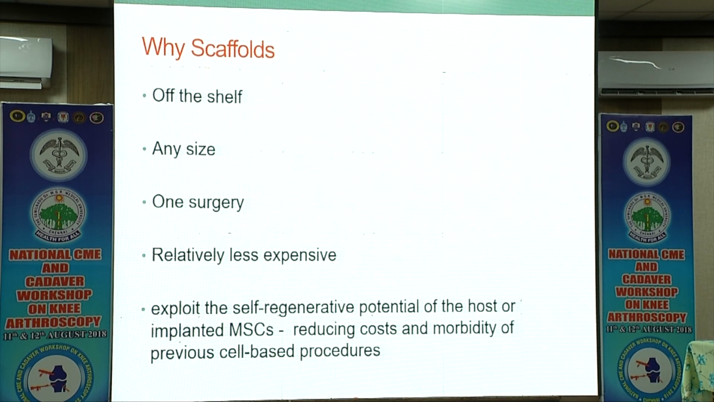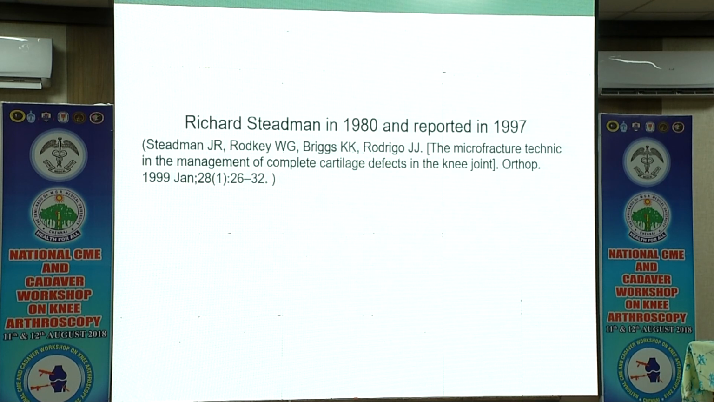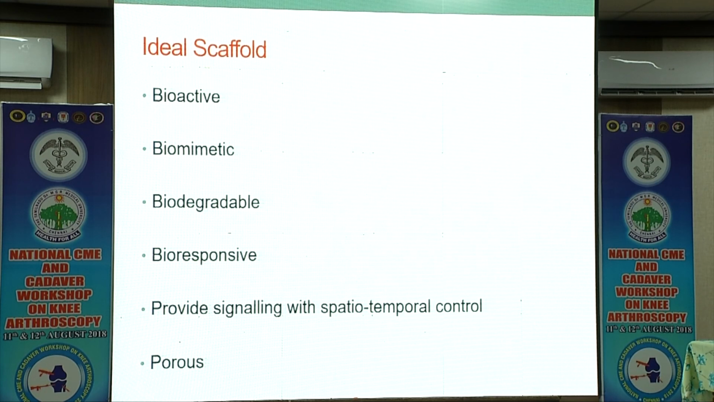How does it work? It utilizes the mesenchymal stem cells which you get after the microfracture from the subchondral functioning unit of the bone, and it traps all the stem cells inside the defect, not allowing them to spill into the joint. That's how the scaffolds work. Either you can also augment with the BMAC to improve the outcome. Steadman introduced microfracture in 1980, and the results were published in 1997, which was the first paper.